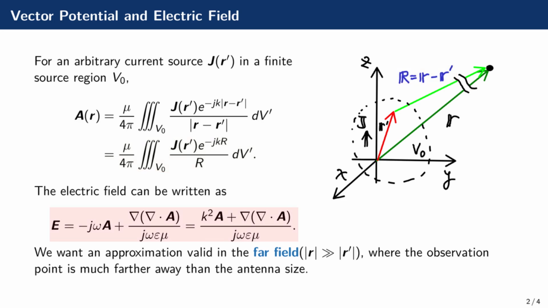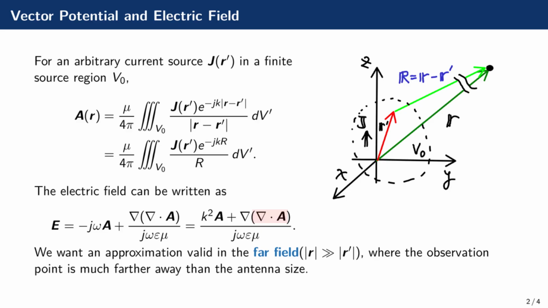The electric field is expressed in terms of the vector potential by this formula. Our goal is to obtain an approximate expression when the observation point is very far from the antenna. This is the far field approximation. In this case, the observation distance is much larger than the size of the source region.